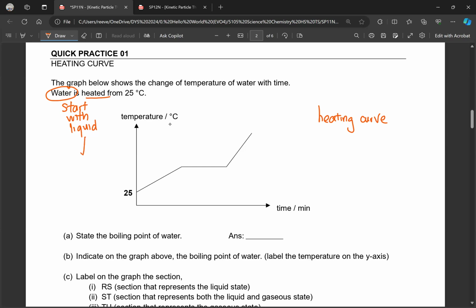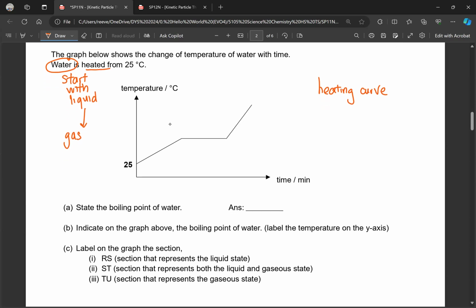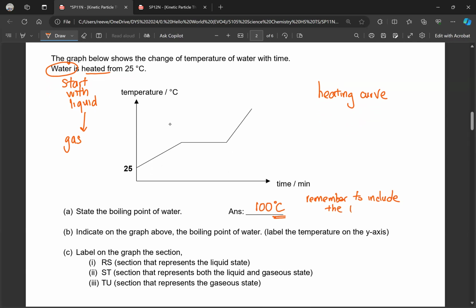So when I heat the liquid, it must of course become gas. It makes sense: when you heat something, it gets hotter, the liquid will start to boil, then it becomes a gas. So over here, they ask the first question: state the boiling point of water. The boiling point of water is 100 degrees Celsius. Remember to include the units. Okay, you must.